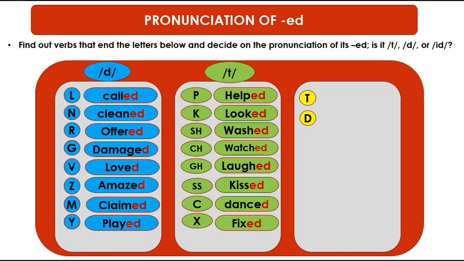The last group, we have t and d, two types of verbs. The verbs in this group may end in t or d. So t for want and d for need.